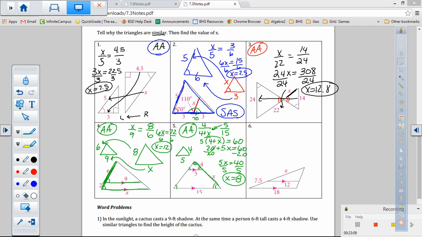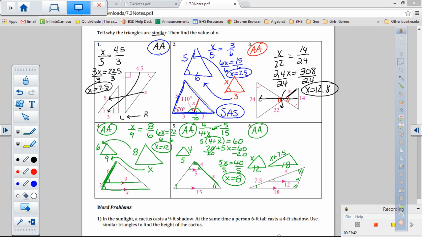Nicely done. Number 6, same deal. We have the same situation with the angles being congruent because of those parallel lines, and then of course they share their vertex angle. So I have angle-angle similarity, and then I have my two triangles. I've got this guy that has x over here, and it has 12 on the bottom. And then I've got the bigger triangle, which is x plus 7.5, and then the bottom is 18.